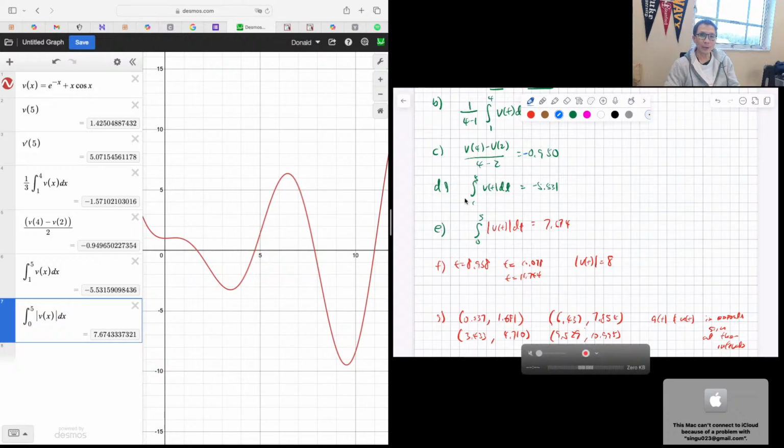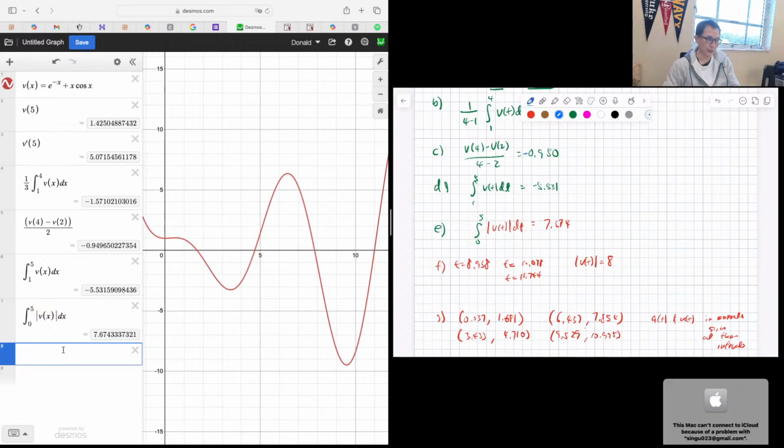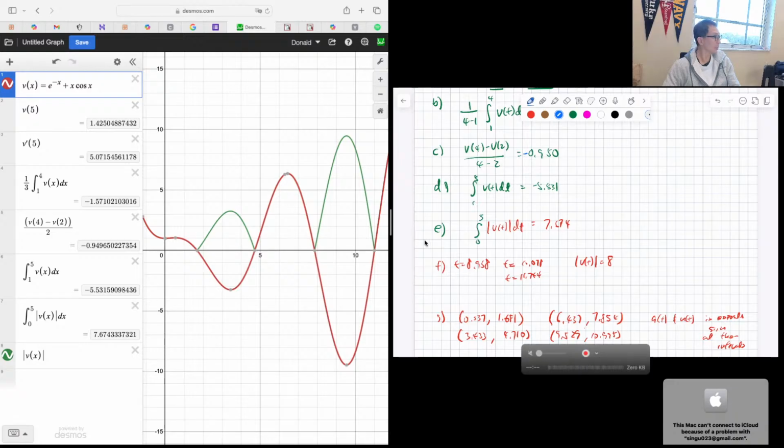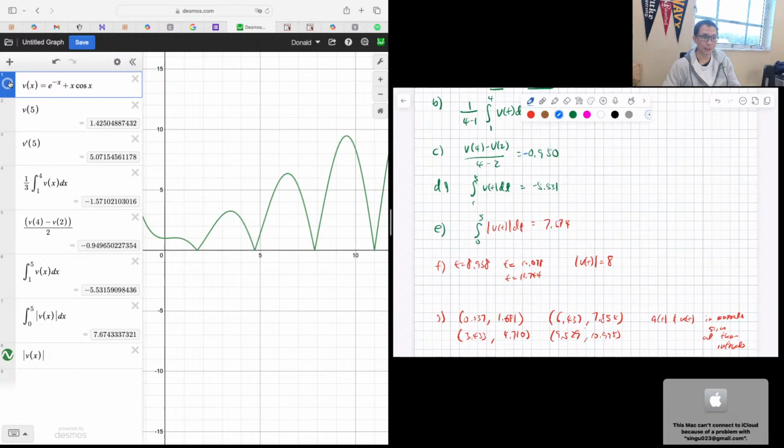Okay, so do you understand this one all the way to E? Now let's go to F. F is asking, find the time when speed is equal to 8. So speed is equal to what? Absolute value of velocity, right? So I'm going to do absolute value of v of x. Why do I do absolute value? Because they are different graphs. See, all the negative part becomes positive. Do you see that? So I'm going to close this part. That becomes only the positive region, right?